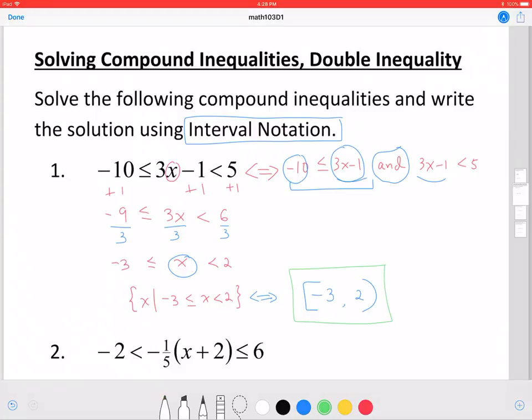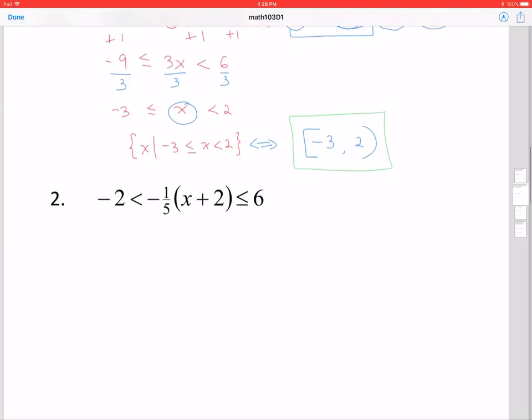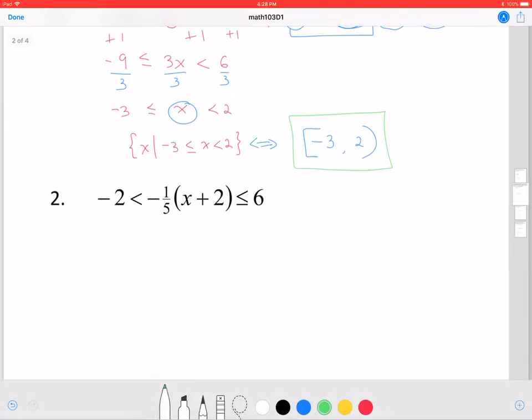Okay, second problem. It's a little bit more involved, mainly because of that fraction. Like before, when we see a fraction, I usually like to get rid of it. Here, I multiply all three sides by -5. But remember, we are dealing with inequalities, and hope you remember, when you multiply or divide by a negative number, the inequality symbol must be reversed. That's what has to happen.